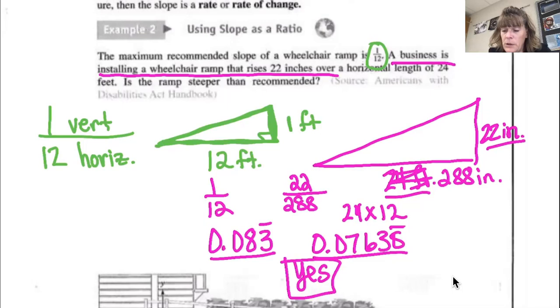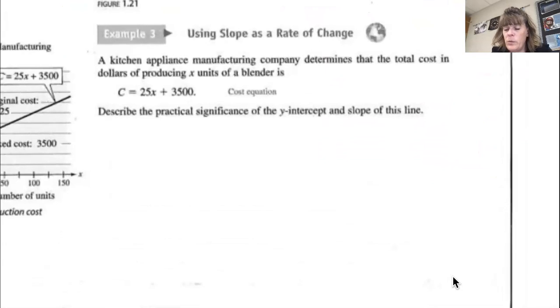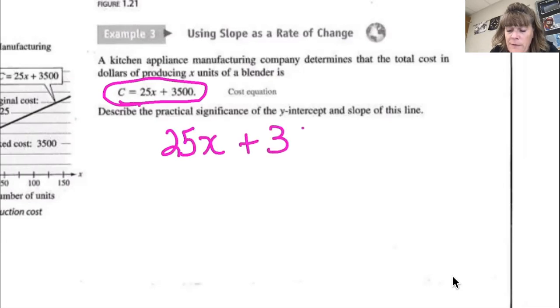Okay, so let's move on to the next situation using slope as a rate of change. So we have a kitchen appliance manufacturing company that determines that the total cost in dollars of producing X units of a blender is C equals 25X plus 3,500. Describe the practical significance of the y-intercept and the slope of this line. Okay, so the cost is right here, the cost of producing X units of blenders. So we have 25X plus 3,500.